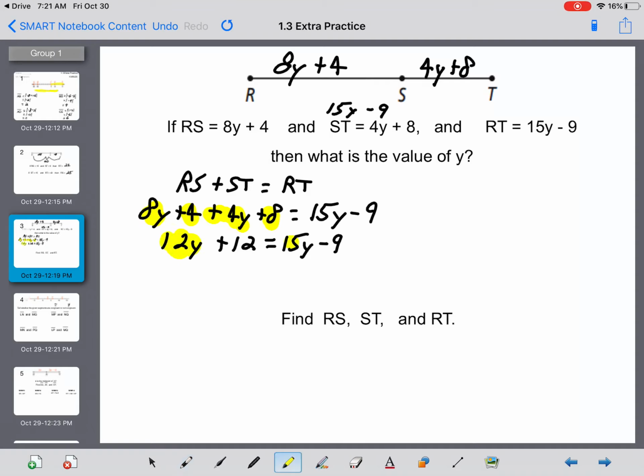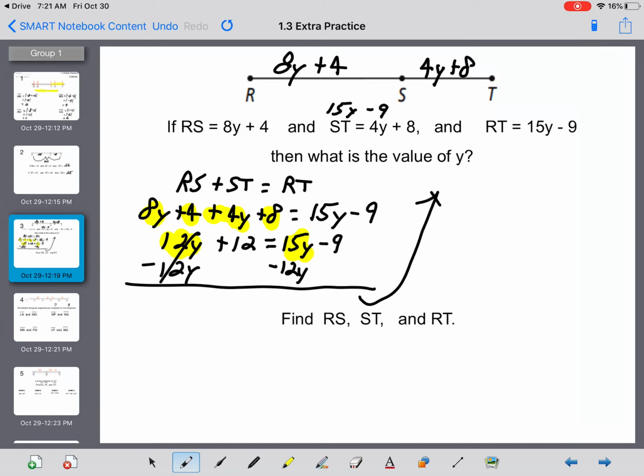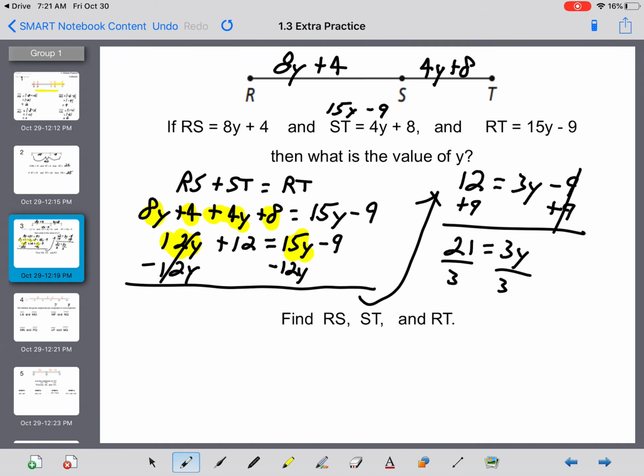Now remember, we have a y on the left side of the equal sign and a y on the right side. I always suggest moving the smaller one, so I'm going to minus 12y on both sides. 12y's cancel. I'm going to bring my work up here. 12 is equal to 15 minus 12 is 3, so 3y minus 9. You have a normal two-step equation here. Add 9 to both sides. 9's cancel. 21 is equal to 3y. Divide by 3 on both sides, and y equals 7.